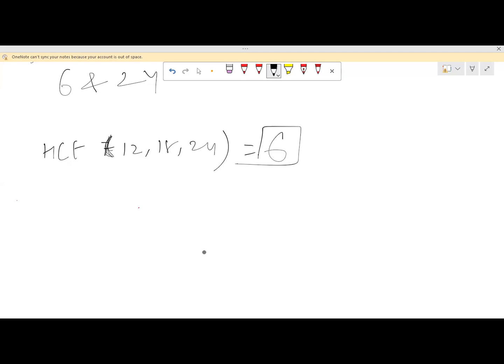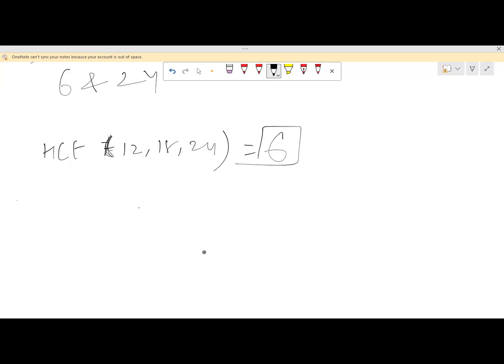Now, question 5. Check whether 6 to the power n can end with the digit 0 for any natural number n. Similar question, discussed in the first class. Tell me the answer orally. No, it will not end. Yes, very good. Excellent.